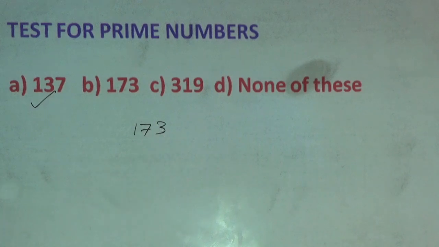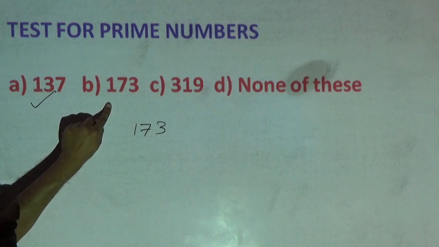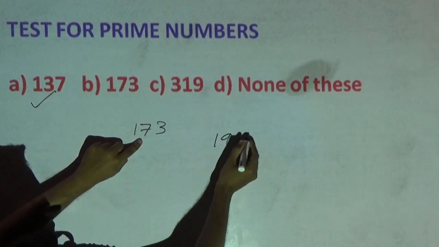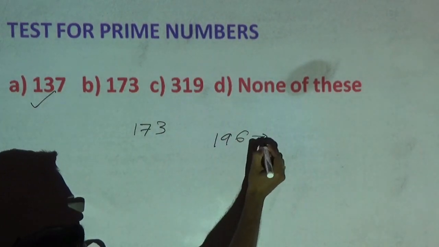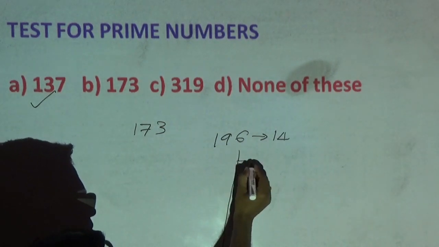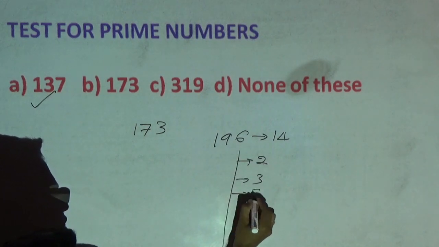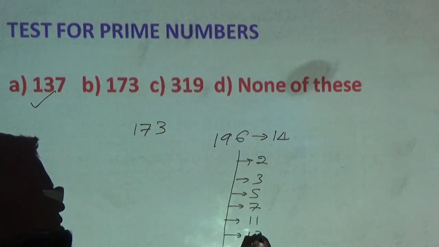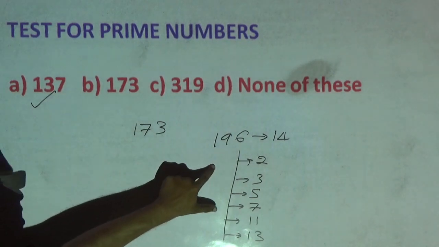173. I want to check whether this number is prime or not. How to check? See, the nearest highest perfect square number for this is 196, correct? The square root of that is 14. Now list out all the prime numbers up to 14: 2, 3, 5, 7, 11 and 13. Now check whether this number is divisible by any of these numbers.